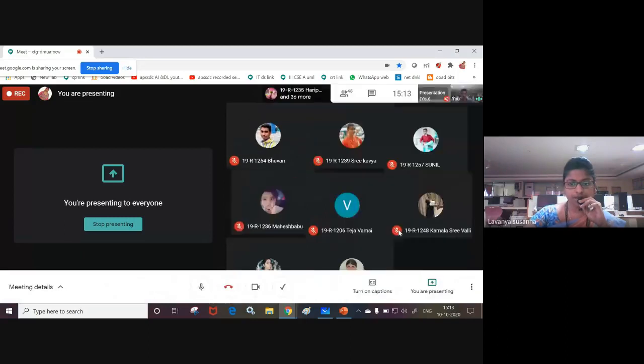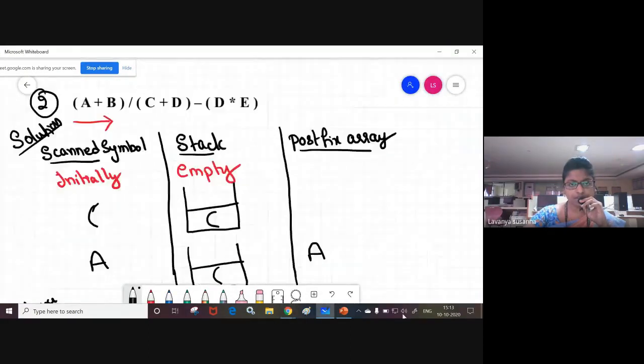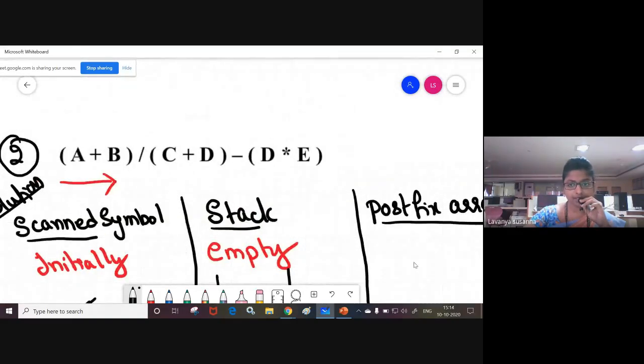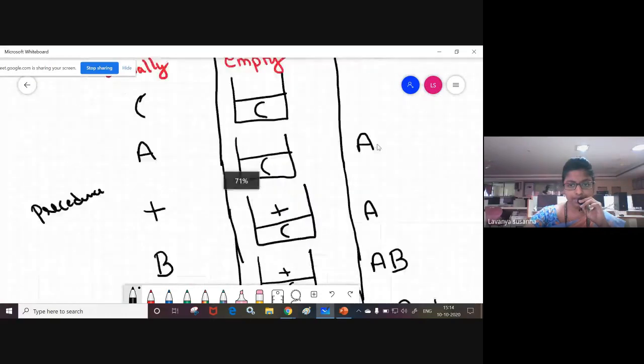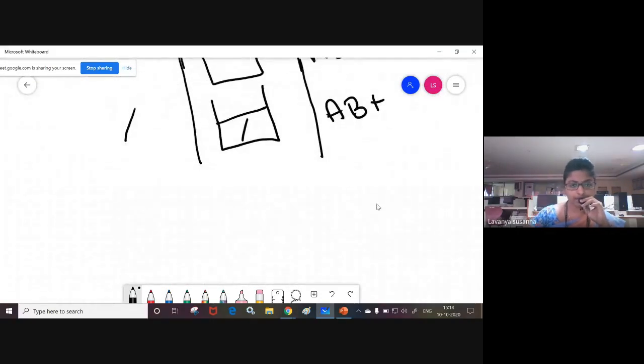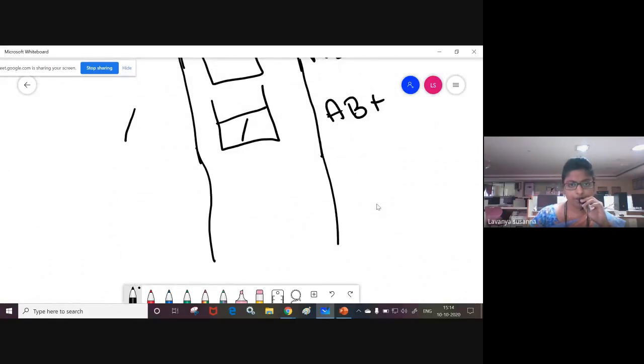Okay, I'm continuing, students. What is the next scanned symbol after divided by? After divided by, what is there? Open bracket. Let us see. Okay, open bracket, right? See, actually, this is an operator.